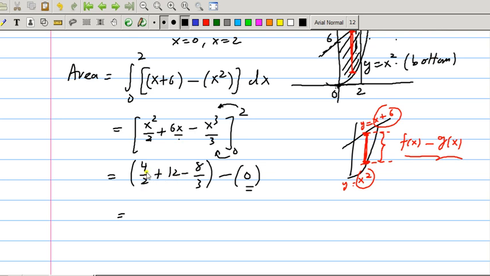2 plus 4 by 2 is 2. 2 plus 12 is 14. So 14 minus 8 by 3. 14 times 3 is 42. 42 minus 8 is 34 by 3. That's your answer.